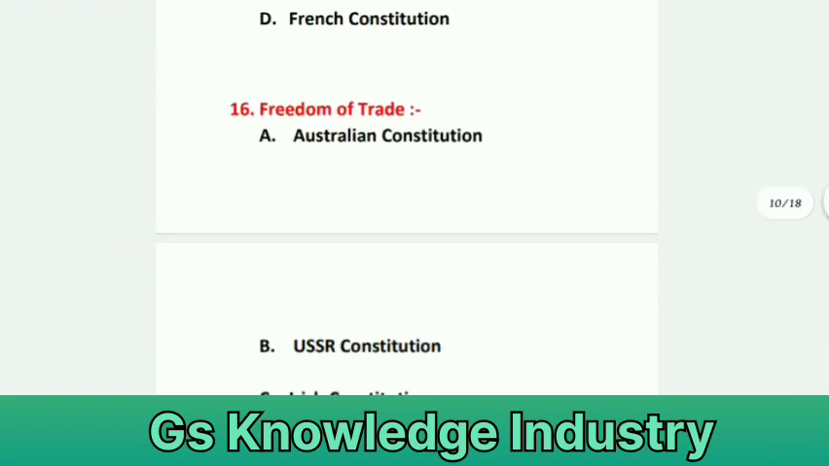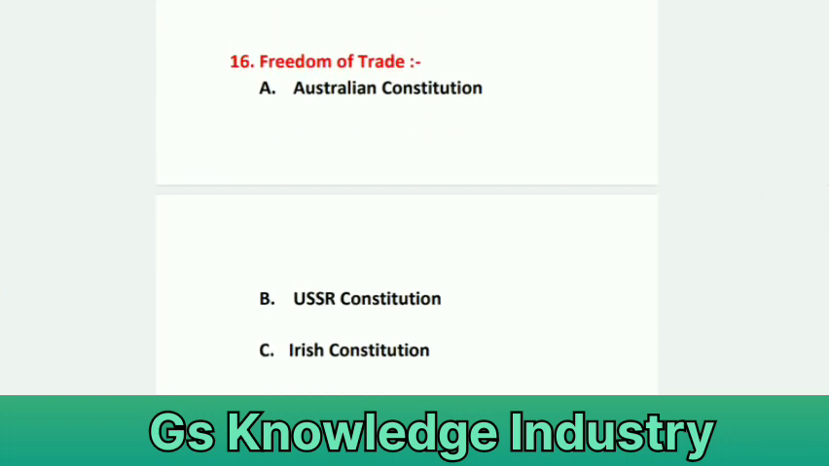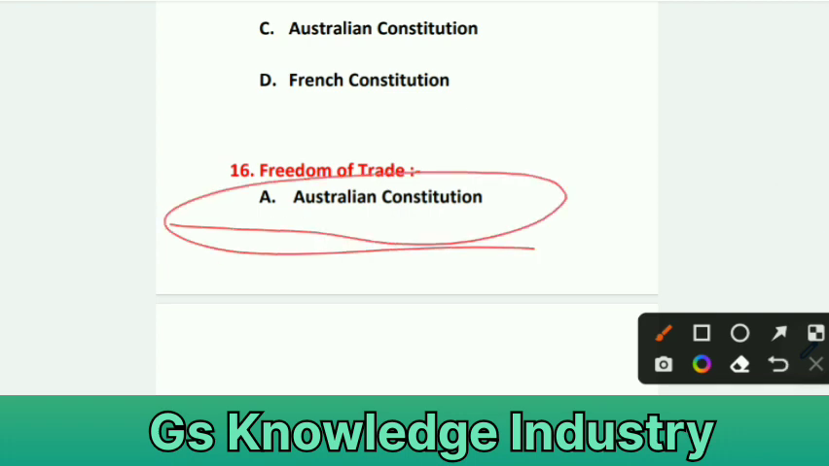16 number question. Freedom of trade. This system has been came from which constitution? Australian Constitution, right? Freedom of trade system of India has been came from Australian Constitution.